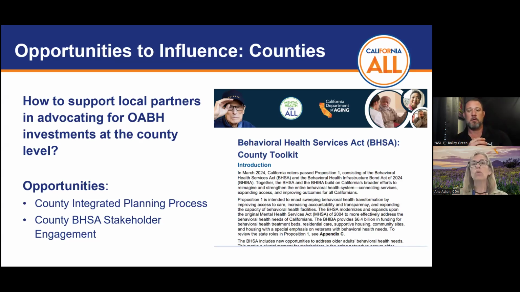We developed a local toolkit at the Department of Aging to support local advocates and partners in advocating for older adult behavioral health investment at the county level. Those opportunities come through the county integrated planning process and the County Behavioral Health Services Act stakeholder engagement. We'll have a link to them. We have a toolkit for every county that talks about where the local engagement opportunities can occur and helps get local stakeholders connected.